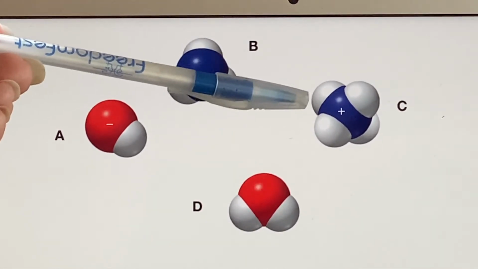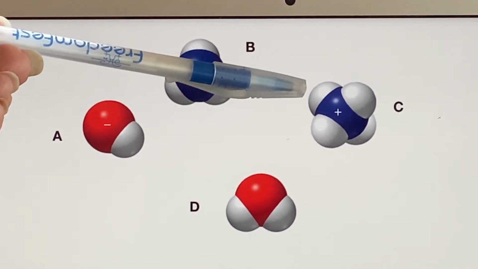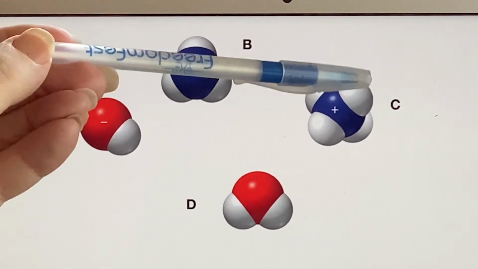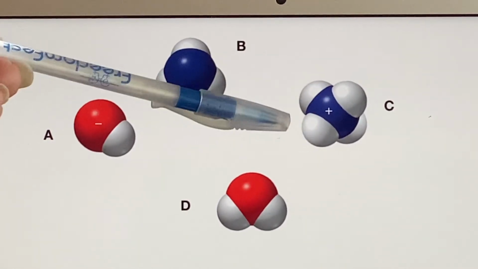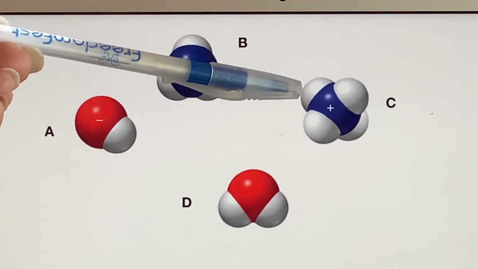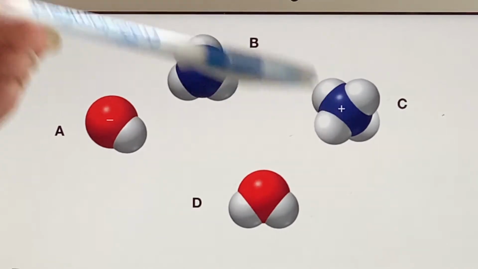If you'll remember what nitrogen is all about, it's in the second period, so it can't break the octet rule. It's already got a full octet around it because of having 4 of these hydrogens around it. So it can definitely not accept a proton.